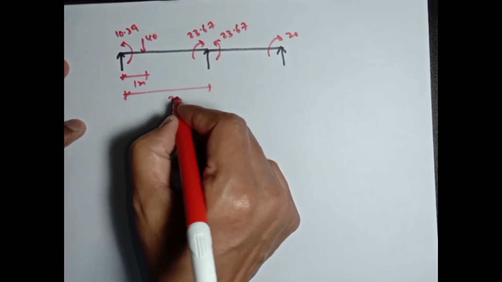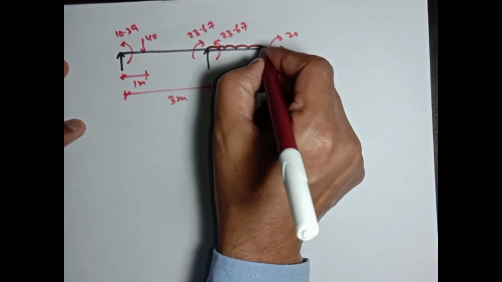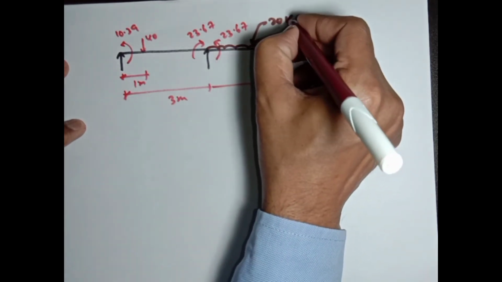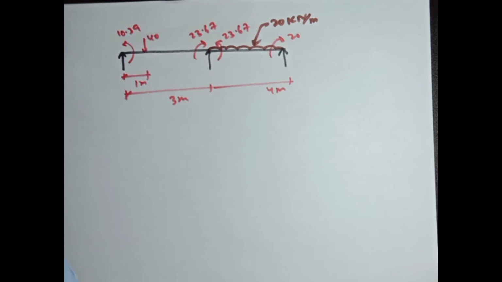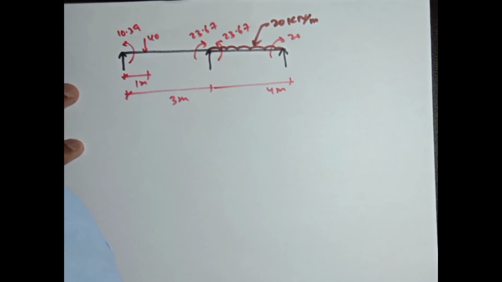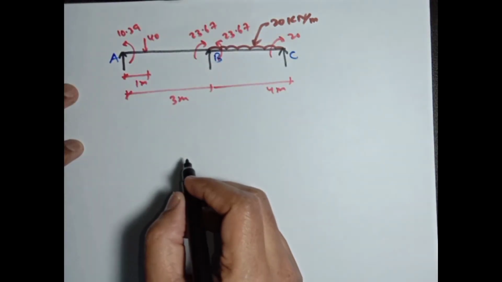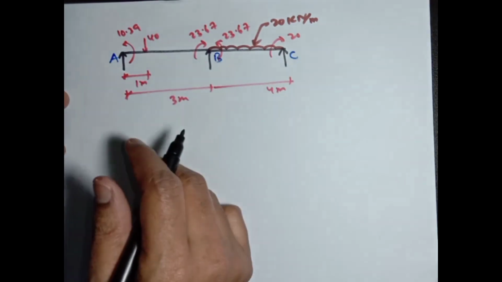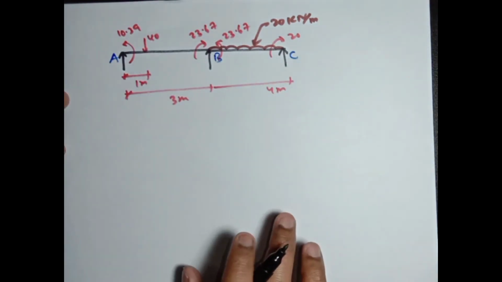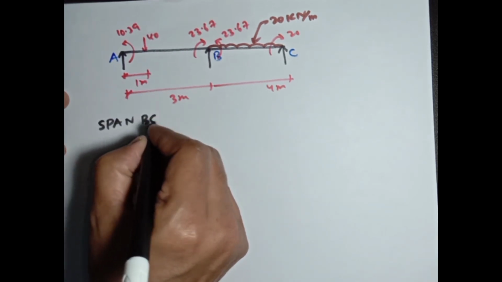The length of the beam is 3 meter and this length is 4 meter, and this span is loaded with UDL of 20 kilonewton per meter. Now I am done with the span AB. Calculation of reactions R1 and R2 we are doing with span BC. This point is A, this is B, this is C. Now we are calculating the reactions for support B and support C, as we have done with R1 and R2, analyzing the span BC.